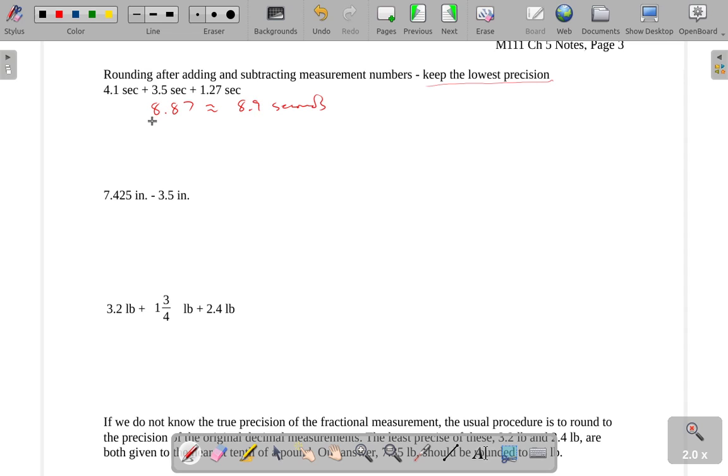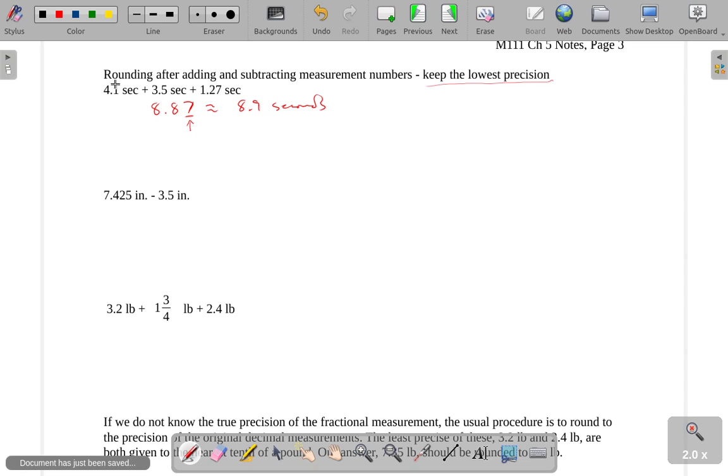The problem with writing 8.87 seconds is that by having this 7 here, you're saying that you know this number is accurate to the nearest 100th of a second. But we don't know it's accurate to the nearest 100th of a second, because each of these were only rounded to the nearest 10th of a second. So we're rounding this number off to show roughly what our error is going to be.